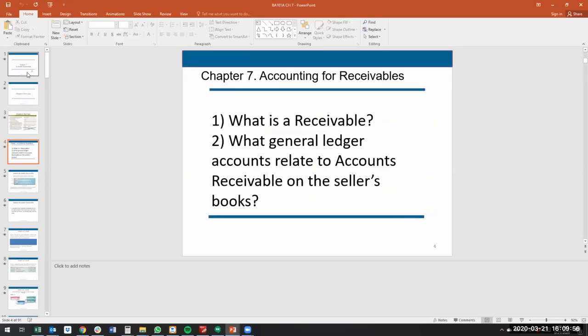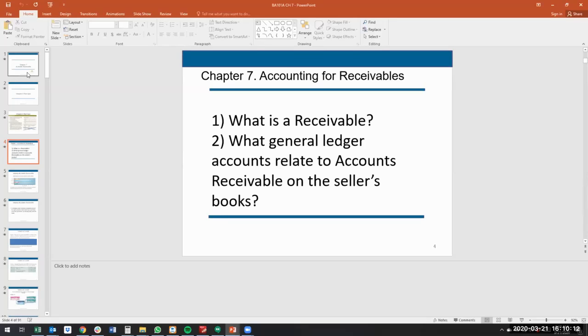So what is a receivable? A receivable is when we are owed money. It's that simple. If we've invoiced a customer, then we have a receivable with that customer, as long as we expect to collect that receivable.